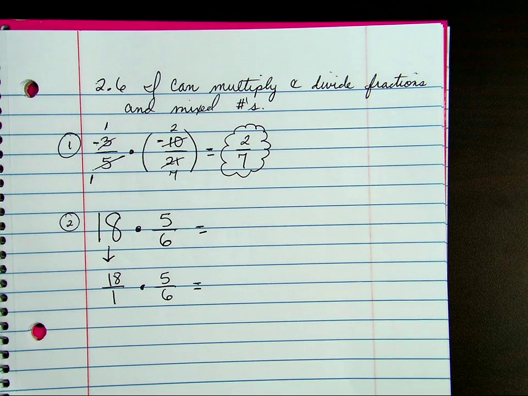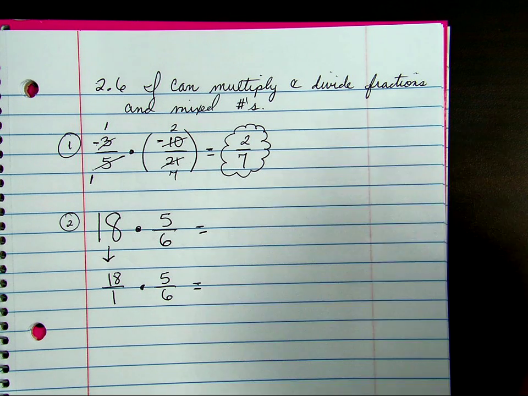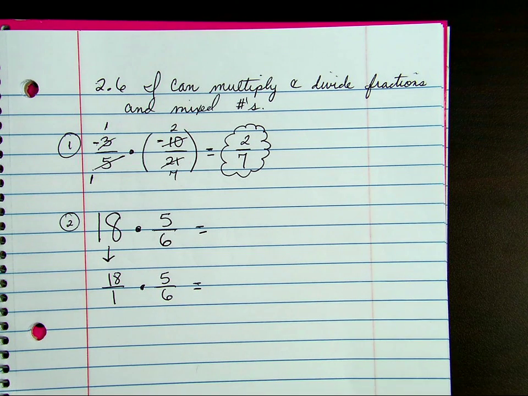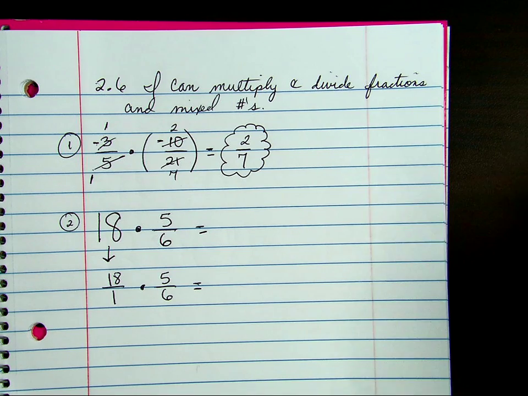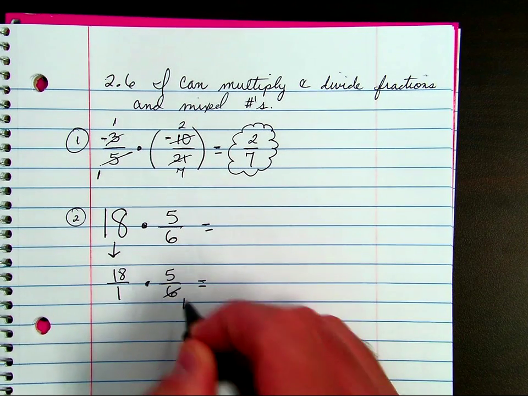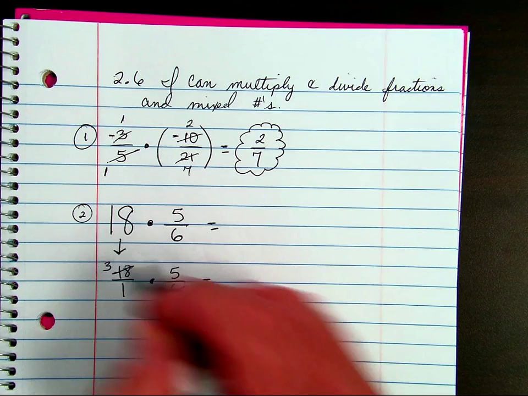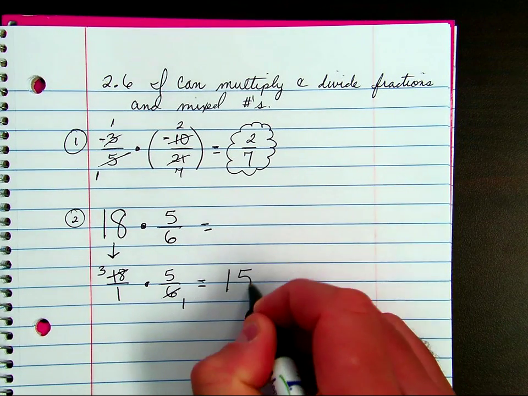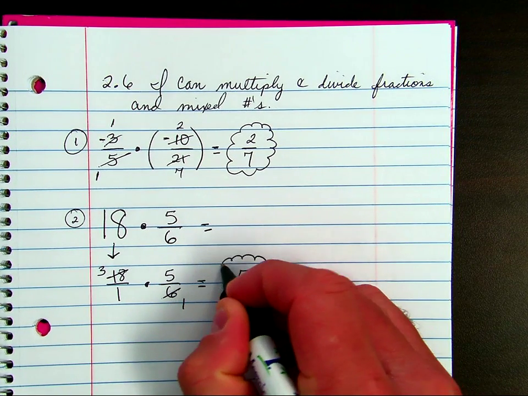Now, can we simplify anywhere, Grace? 6 and 18. Greatest common factor would be? 3. 3 would work. 6 is better. 6 divided by 6, 18 divided by 6. 3 times 5 is 15.